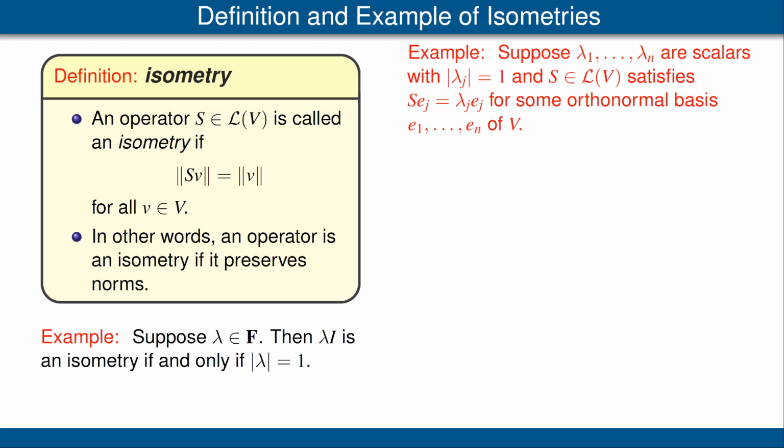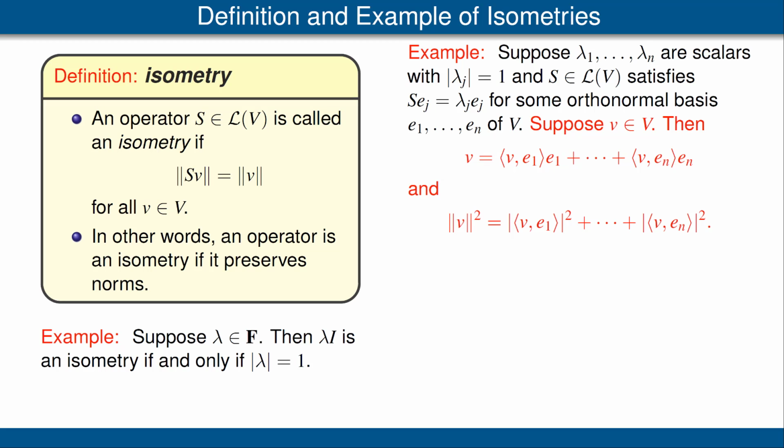For our second example, suppose now we have n scalars, lambda 1 through lambda n, all with absolute value 1, and we have an operator S on V that satisfies the equation S applied to Ej is equal to lambda j Ej for some orthonormal basis E1 through En of V. Suppose we take a vector in V. We can write it as a linear combination of the basis vectors. Because we have an orthonormal basis, we actually know what the coefficients are. They're shown in the first equation here. We also have a formula, based on the Pythagorean theorem, for the norm of V, again from the coefficients. That's the second equation that you can see here.